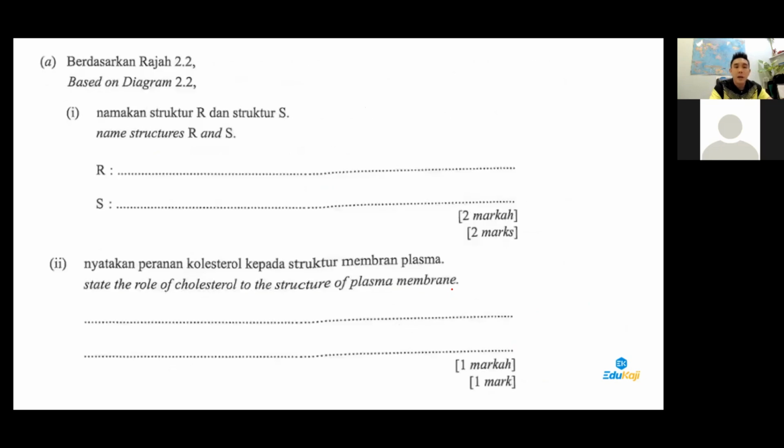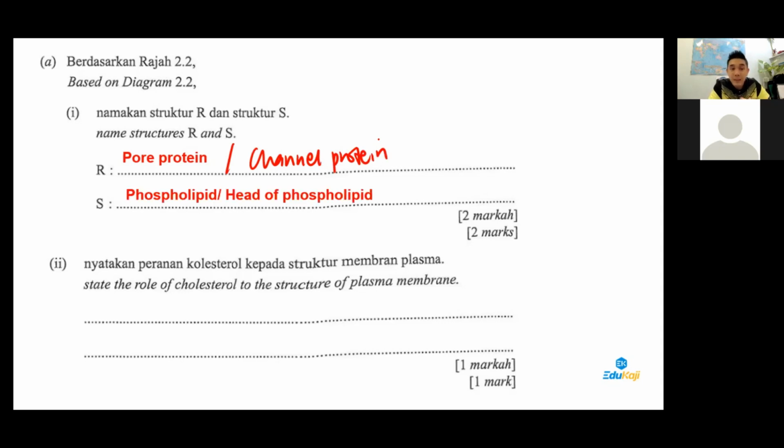R is pore protein, or you can also use channel protein. This is exactly the same, guys. Then S is phospholipid. Please draw 1 star for the next one.